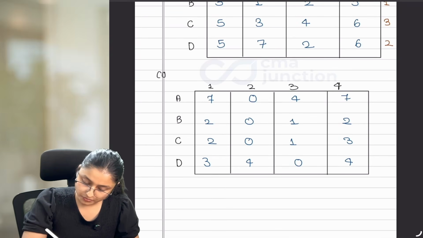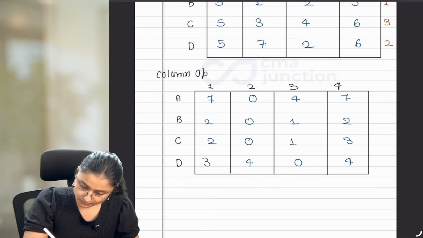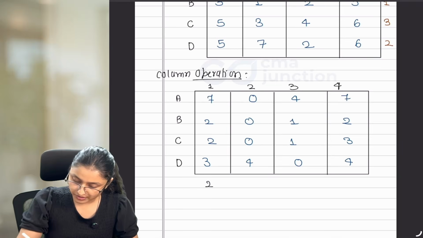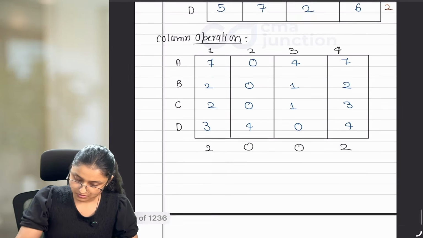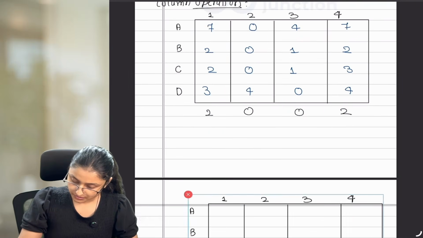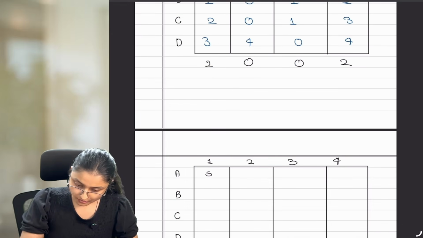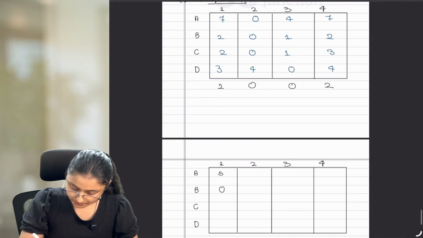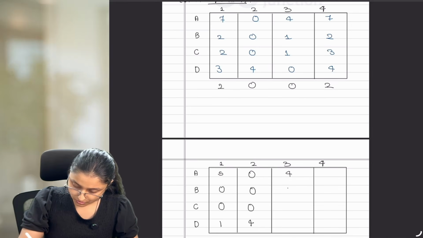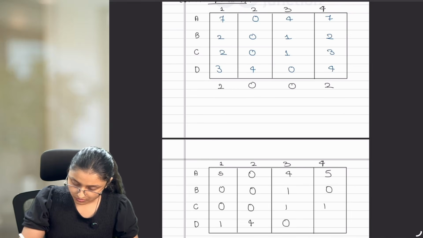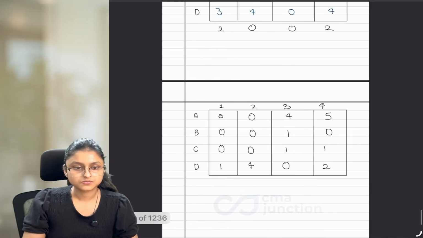Now let's do the column operation. For the column operation, take the minimum value from all the columns. Now, after this, we'll make our new table. So 7 minus 2 is 5. Then 2 minus 2 is 0. 0 and 1. Then 0, 0, 0, 4. 4, 1, 1, 0. 5, 0, 1, 2. Okay?